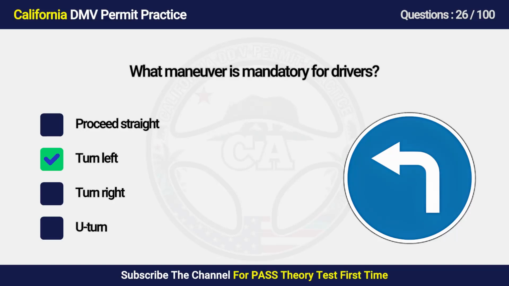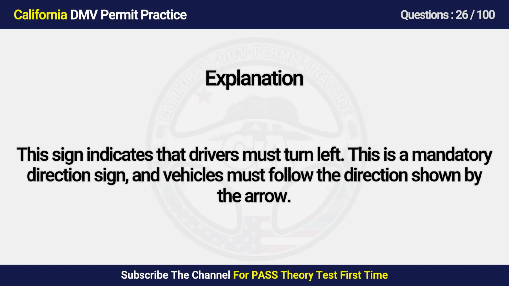Answer is B. Turn left. This sign indicates that drivers must turn left. This is a mandatory direction sign, and vehicles must follow the direction shown by the arrow.